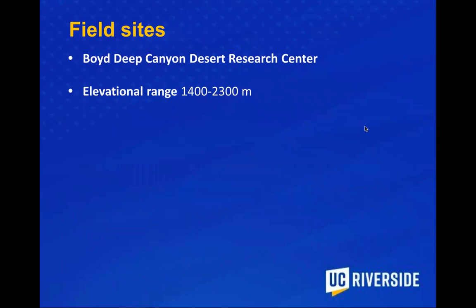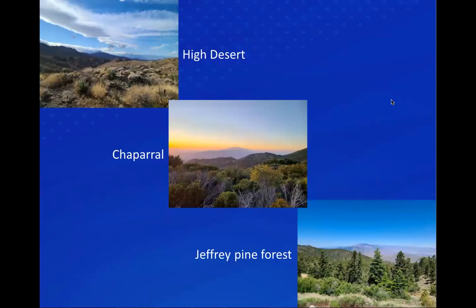So going into the research methods, this research was supposed to have been done at the Boyd Deep Canyon Research Center in Indian Wells, and along an elevational range of 1,400 to 2,300 meters. And this research center is really great because it has over 5 distinct habitat types and a vast array of species.